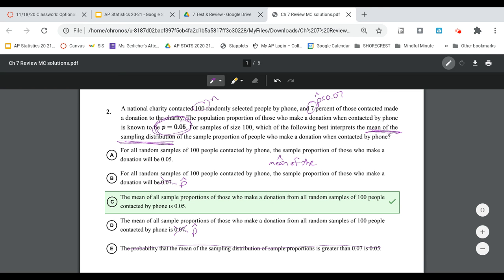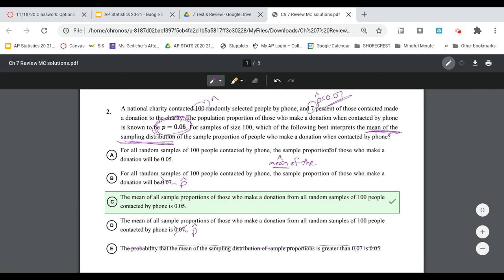So I wrote in the ones that are wrong what went wrong. For A, if they put in the mean of the sample proportions, that would make that correct. Should be an S there. But it's not that the sample proportion is 0.05. There's a whole bunch of sample proportions, right? And technically, if anything, the sample proportion is 0.07 because they gave that to us in the problem, if we're going to assume it's a particular sample. But here, the mean is the center of the sampling distribution. Anyway, they need the word mean.